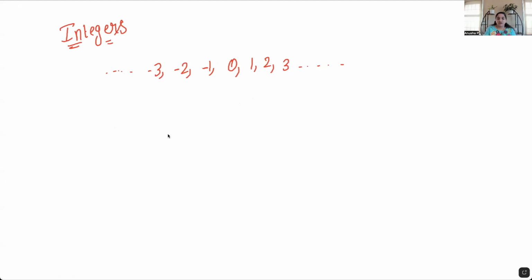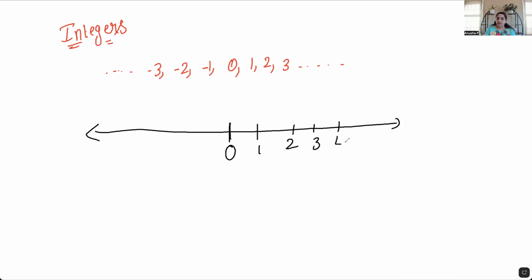Okay? So, how will you represent integers on a number line? Here, if you consider 0, 0 is neither positive nor negative. I'm not keeping +0 and -0. On the right side of 0, it has positive signs: 1, 2, 3, 4, and 5 are called integers. And on the left side of 0, -1, -2, -3, -4.